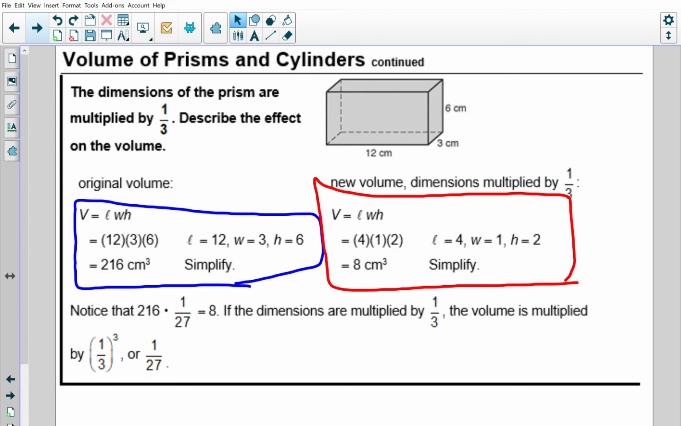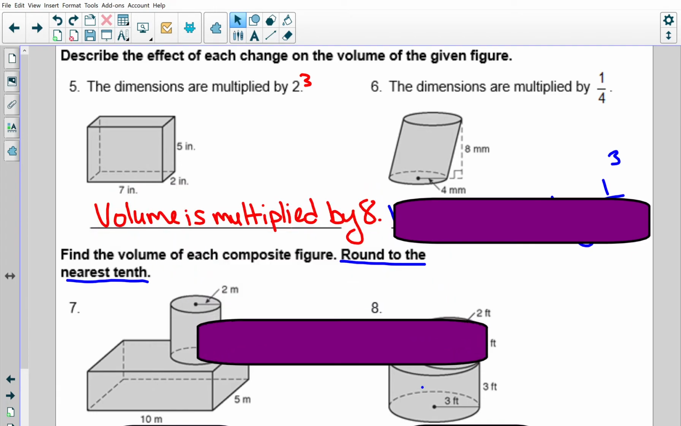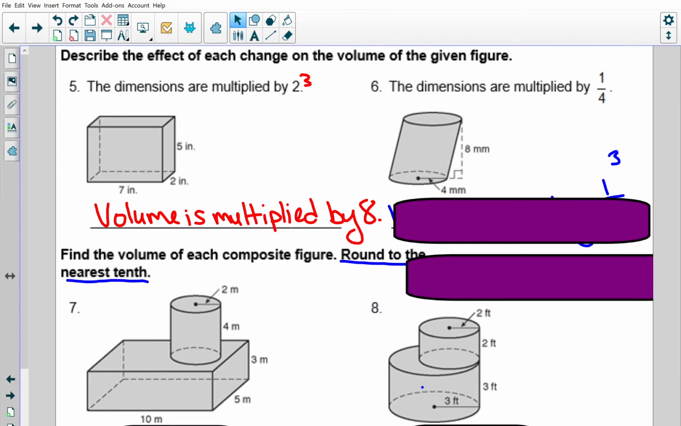If worse comes to worse, you can always empirically change the dimensions based on what you're doing with the parameter they give you and calculate. But you'll always see that it's going to be the cube of the change. So let's take a look at that. If the dimensions are multiplied by 2, 2 cubed means the whole volume is going to be multiplied by 8. Simple. They don't ask you to calculate the volume. You can, but that's what happens.